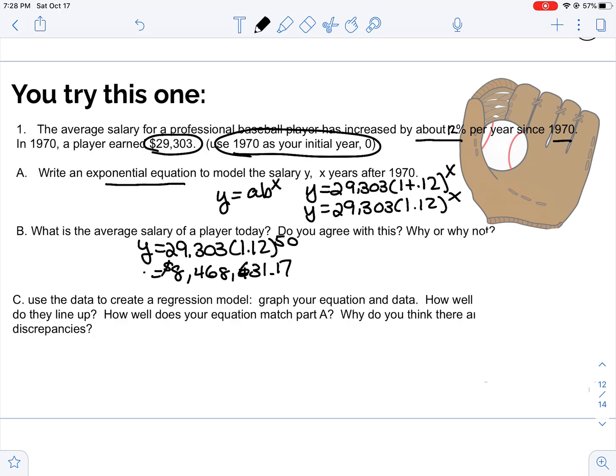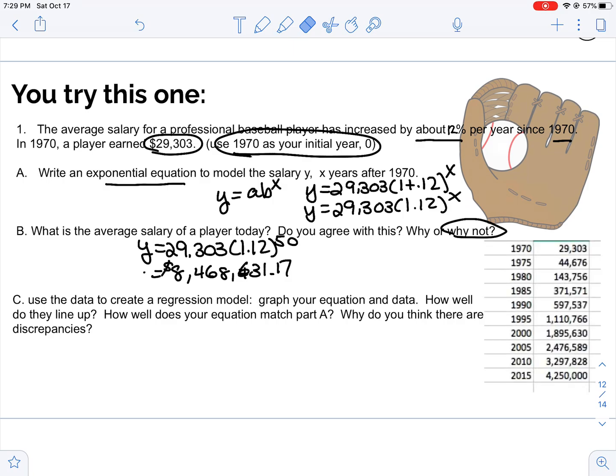So they're saying in 2020, based on this model, a player would currently be making about $8.5 million. Okay, do I agree with this? Probably not, and I'll tell you why. When we go outside of our data range, the model is not as accurate. So since 2050 is so far past our range of data, that might not be realistic.